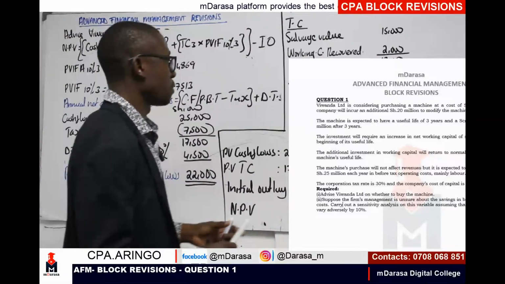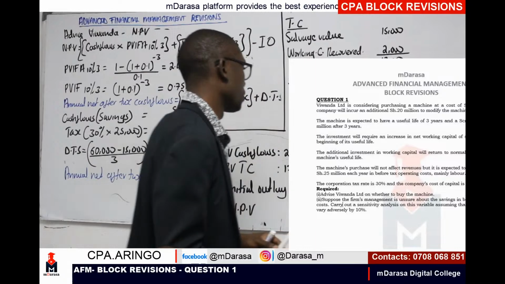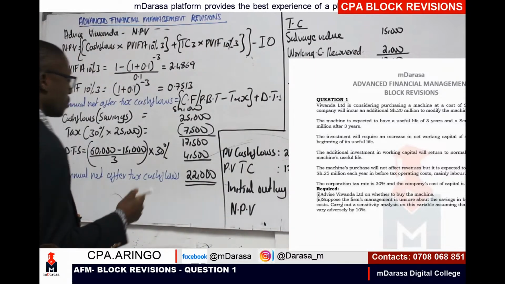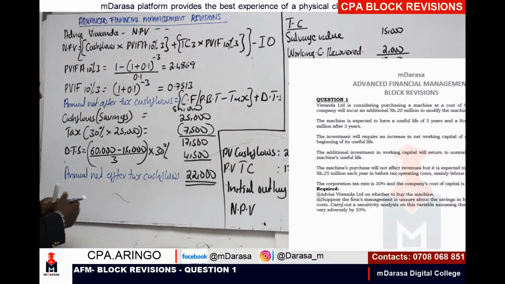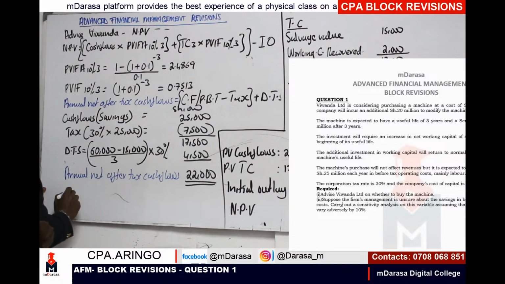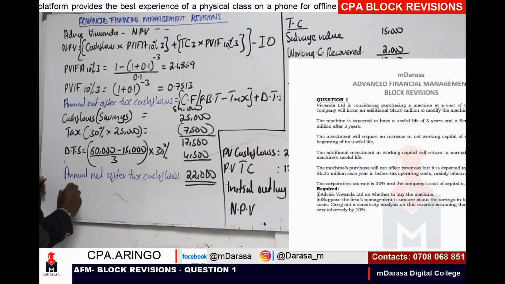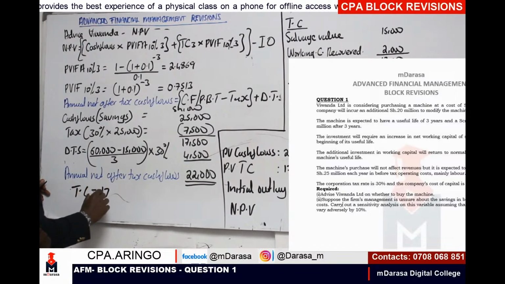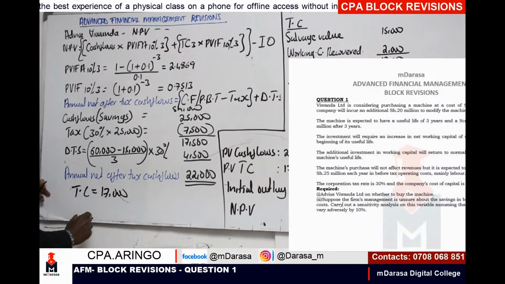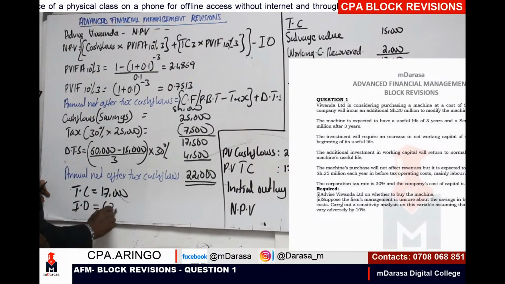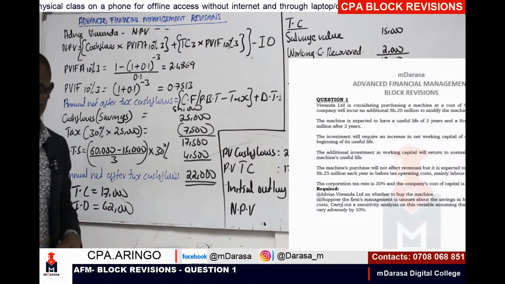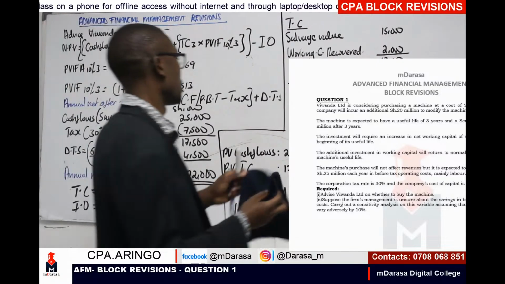Mark for Mwalimu these values. Mark for Mwalimu our terminal cash flows, so that I raise there my terminal cash flows. We had 17,000. Our initial outlay, we had 62,000, because this will not be affected, right? So allow me to erase this point here.